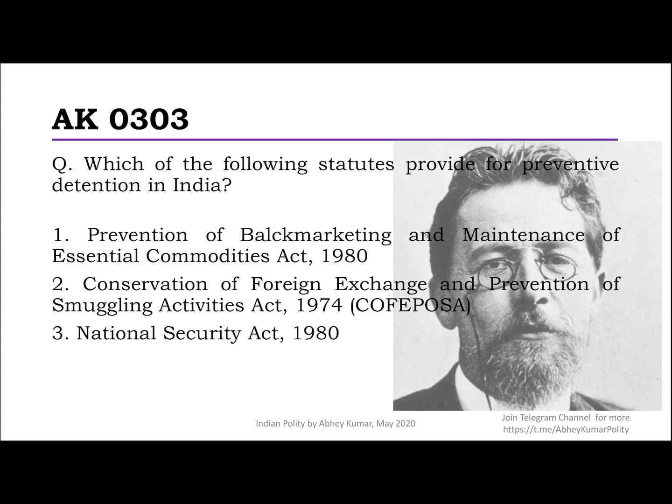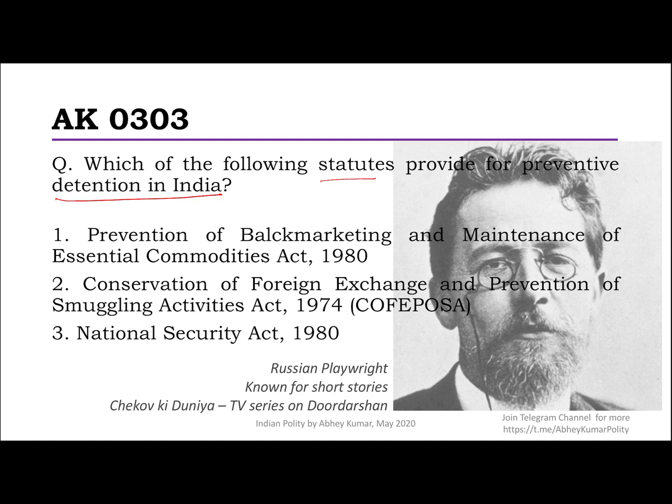Anyway, next question is, which of the following statutes provide for preventive detention in India? This is again something which is not a test. It's just to tell you that all of them actually have provisions of preventive detention. I'm sure you understand the idea of preventive detention. See, in the regular criminal justice system, the law works to limit arrest and custody. Okay, you know the rights which are provided under Article 22 of the Constitution of India.